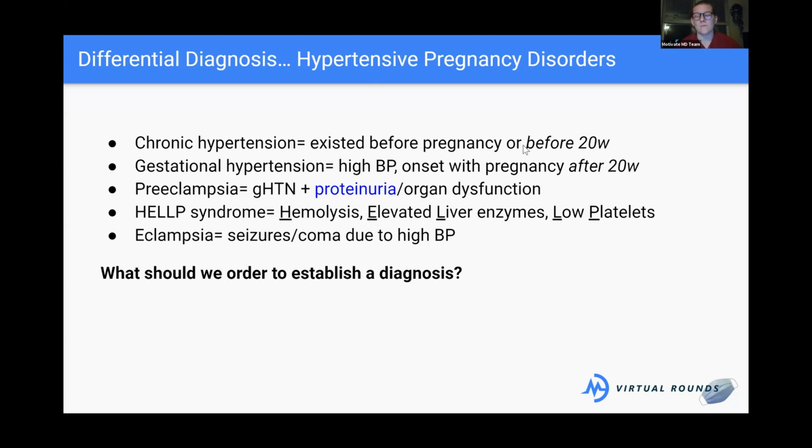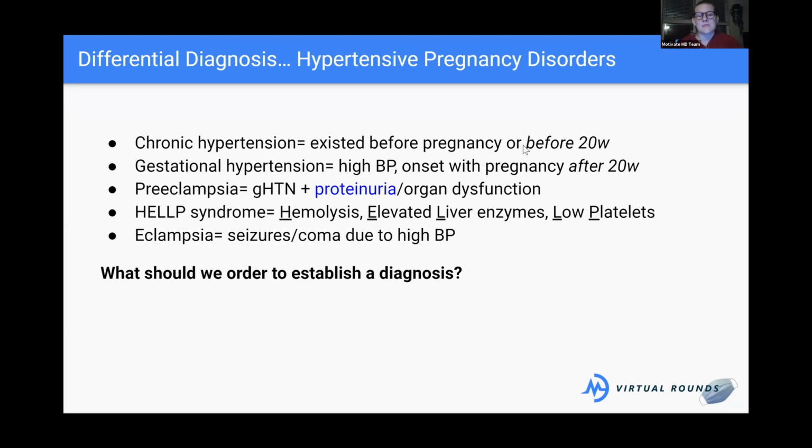And then HELLP syndrome is an abbreviation for hemolysis, elevated liver enzymes, and low platelets. So this is a very serious complication of pregnancy where your blood pressure is so high that it's literally causing organ failure. It's like your liver is failing and your platelets are low, so you're more prone to bleeding. It's definitely not a good place to be.